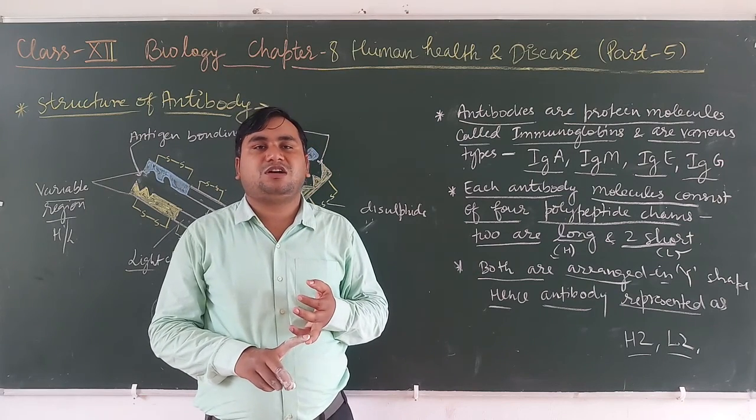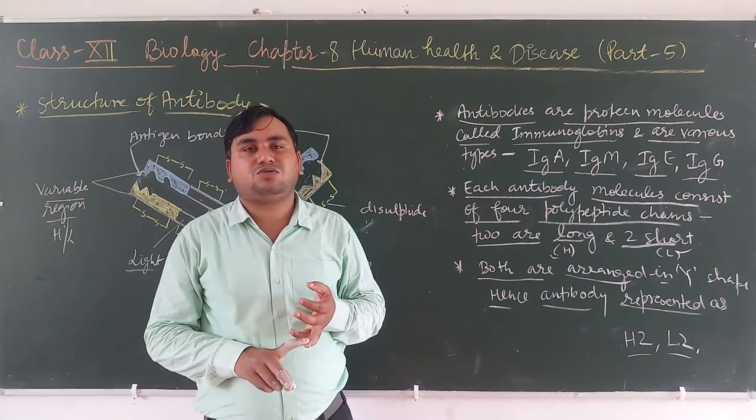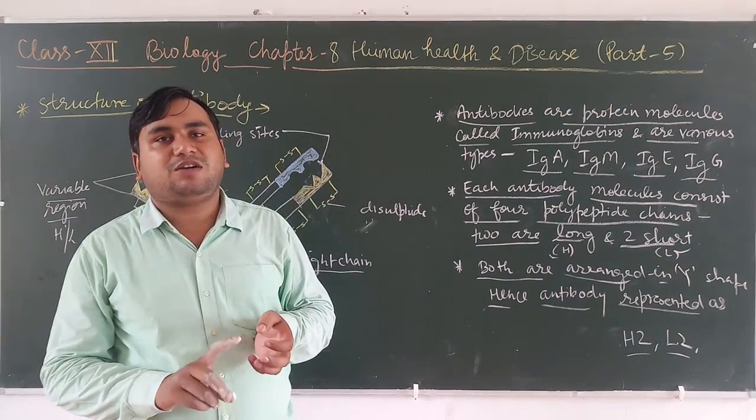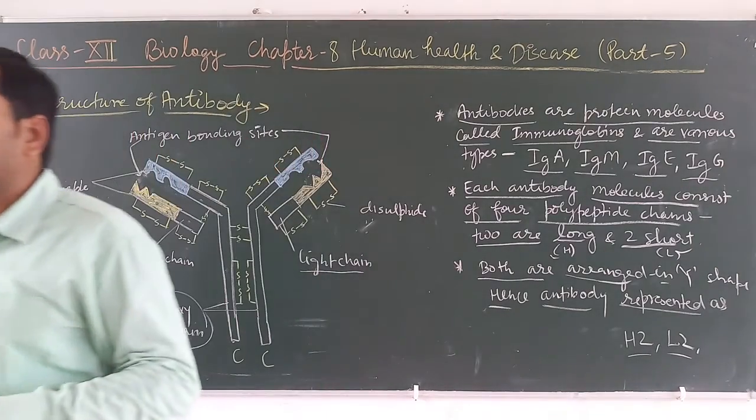So hence this is now called H2 and L2, meaning 2 heavy chains and 2 light chains. This is about the structure of antibody.